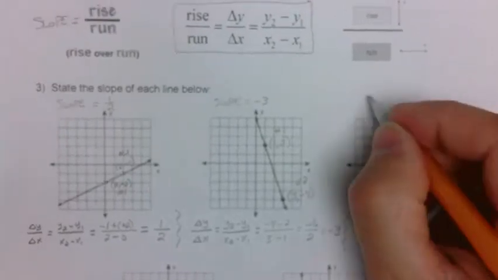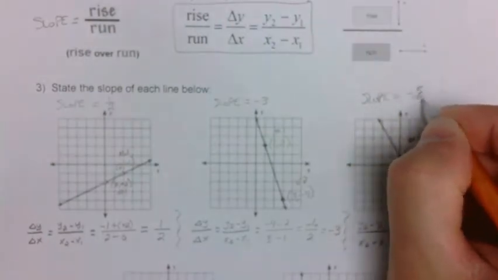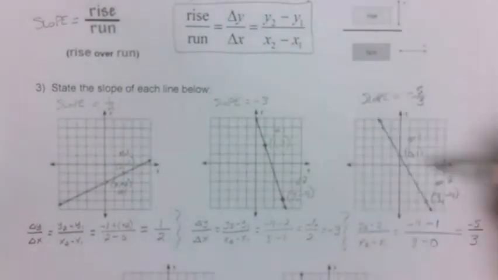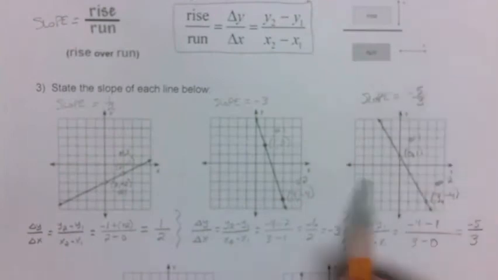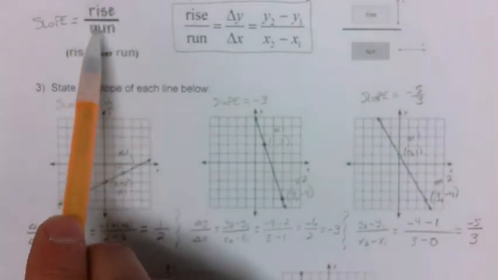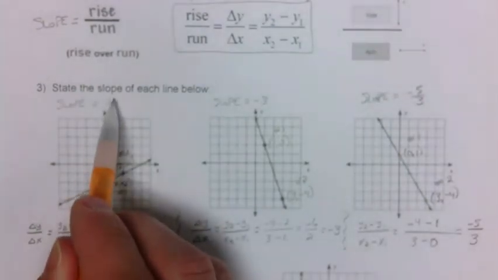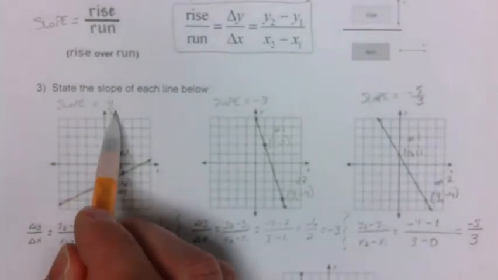So the slope of this line is going to be negative 5/3. And again, I can see that I have a negative slope as I move from left to right, so that had to be a negative slope. Okay, so the slope is nice. Remember that the slope tells you the rise over the run. So the numerator represents the rise, what the change is vertically, and the run tells you the change horizontally.